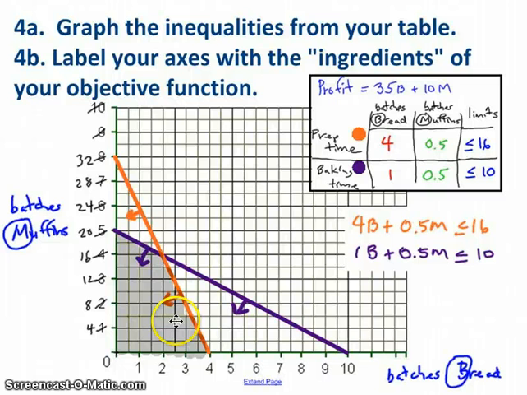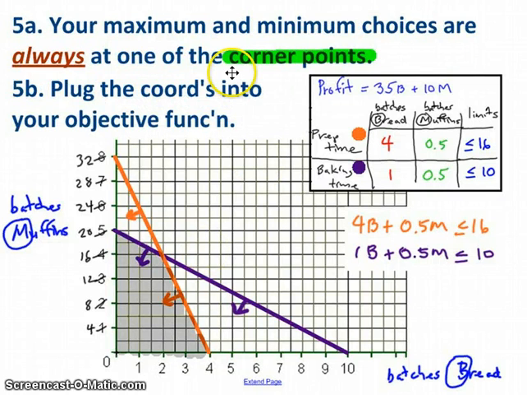Now, here comes the insight that Danzig and others who founded linear programming came up with. Your maximum and minimum choices are always at one of the corner points. So what do I mean by the corner points? I mean these corners of this shaded area, and there are 4 of them because this is a 4-sided shape that I've shaded here. That will always be true.